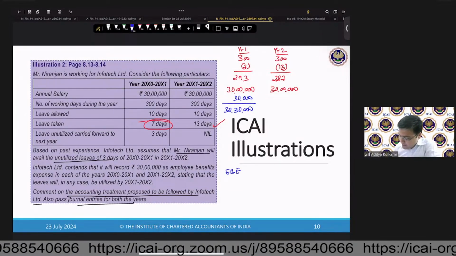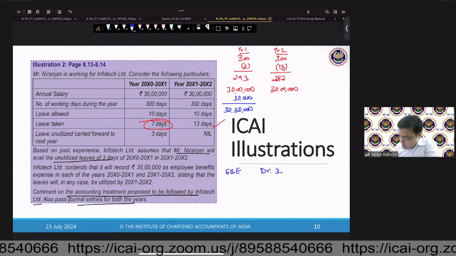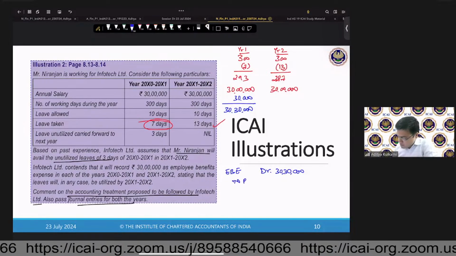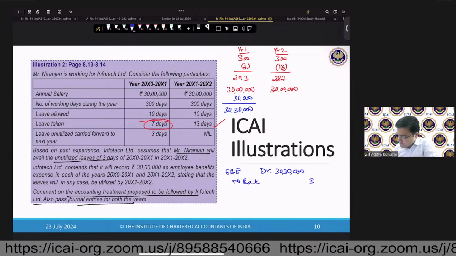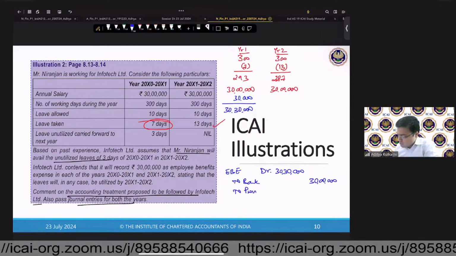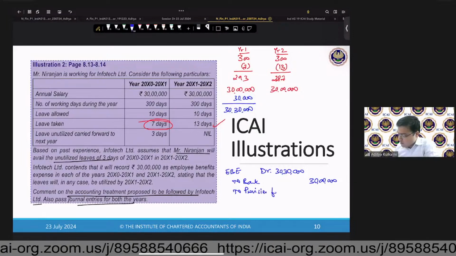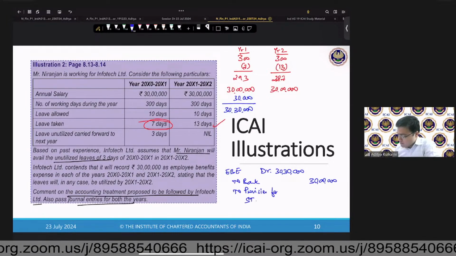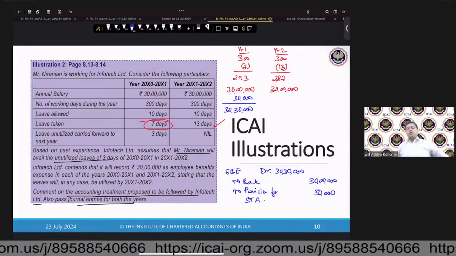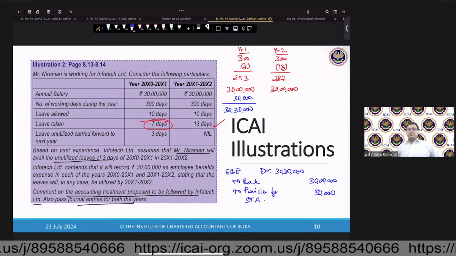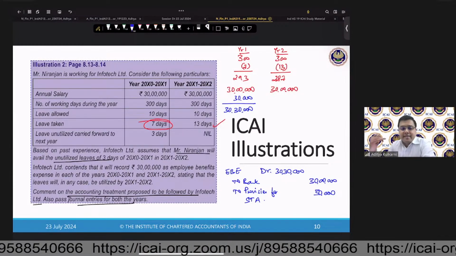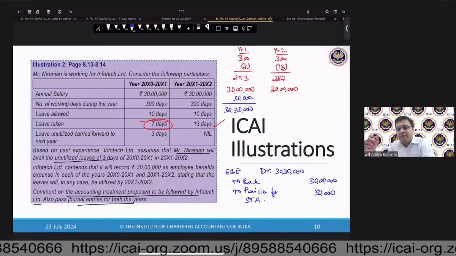Employee benefit expense account debit 30,000 to bank 30 lakhs to provision for short-term absences 30,000. All right. Now, in the next year, what will happen?